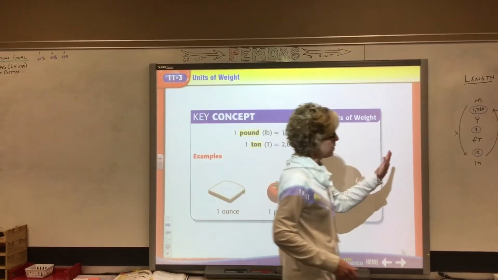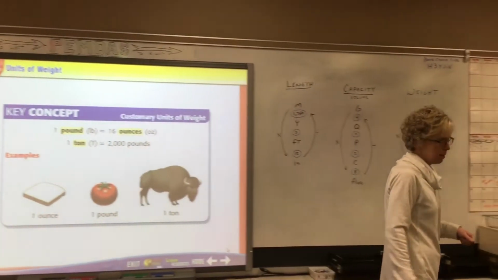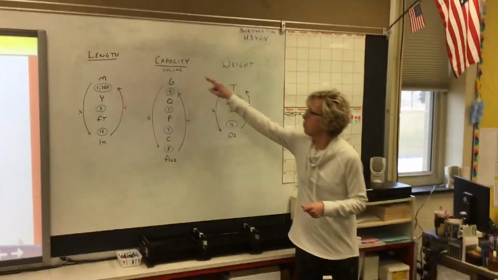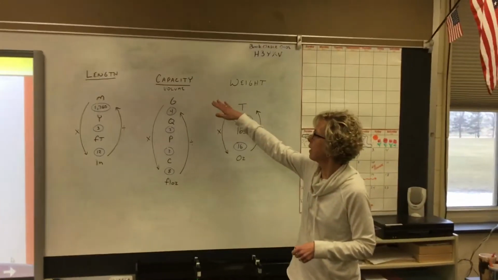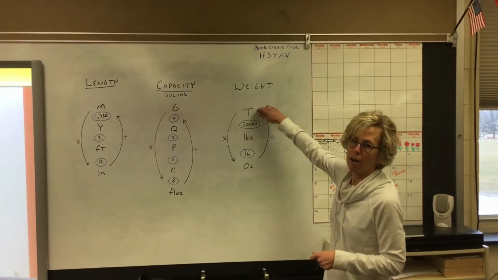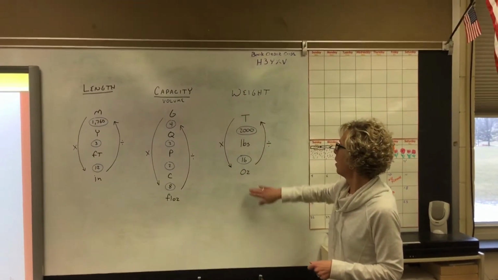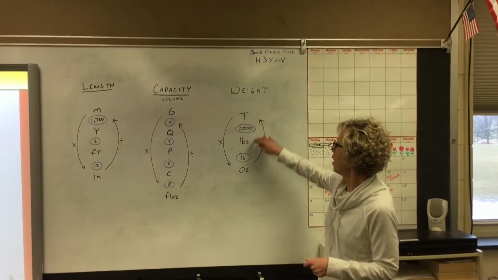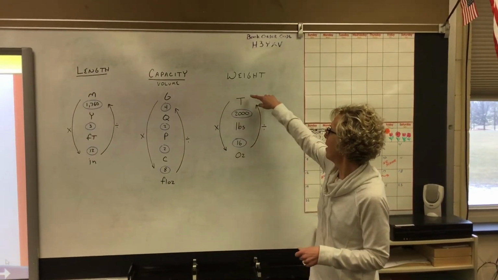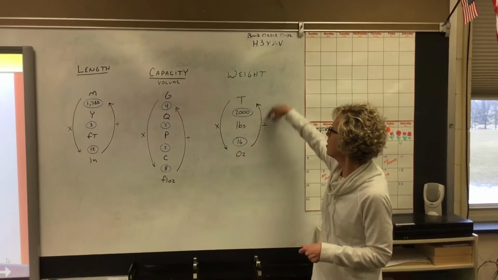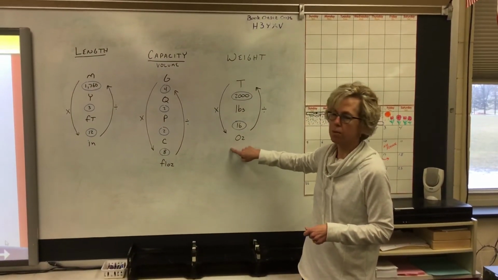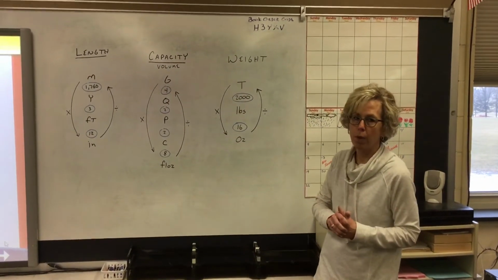If we are looking at some of our other ways to help us convert from units of weight, we've used this in the past when we're talking about length and capacity. When we apply that to weight, you can see tons are the largest of the units of weight, all the way down to ounces. And here are your conversions. When you're going from smaller to larger, like ounces to pounds or tons, you're going to divide. And when you go from larger to smaller, you're going to multiply. So you can use this to help you as well.